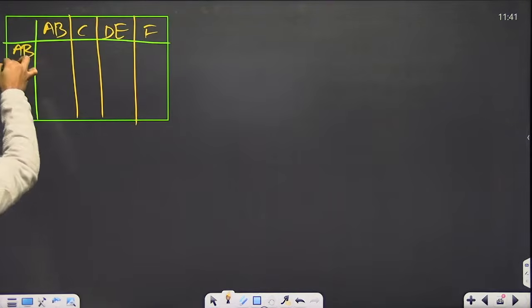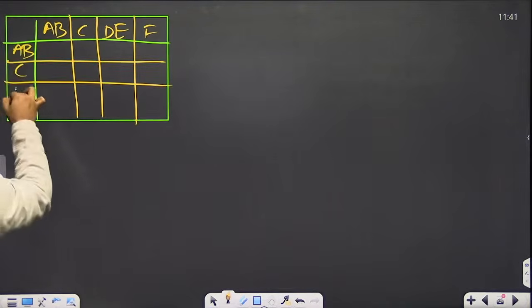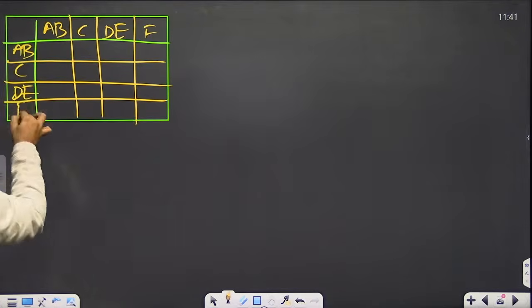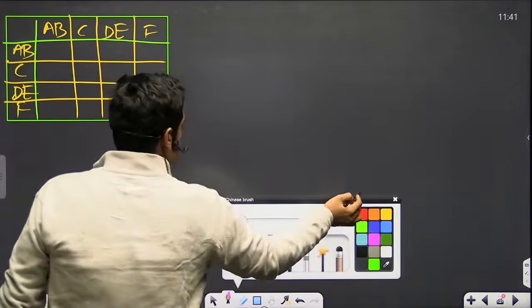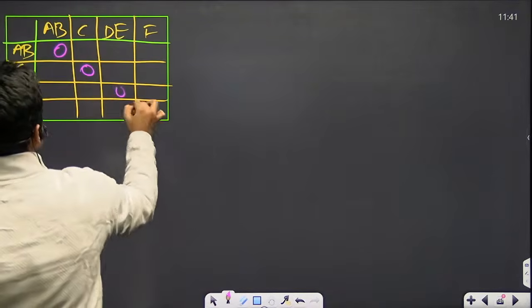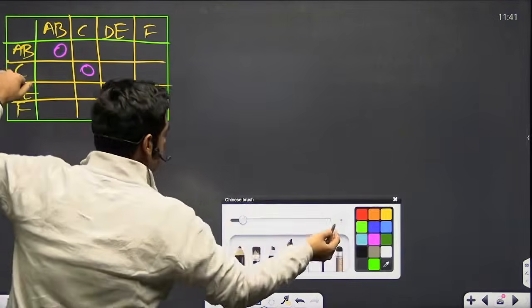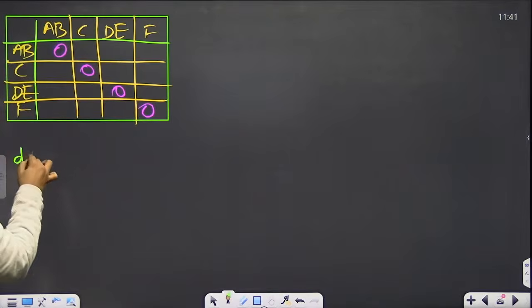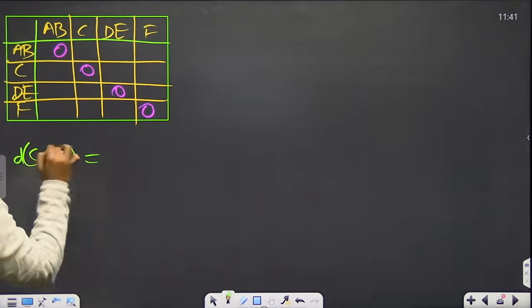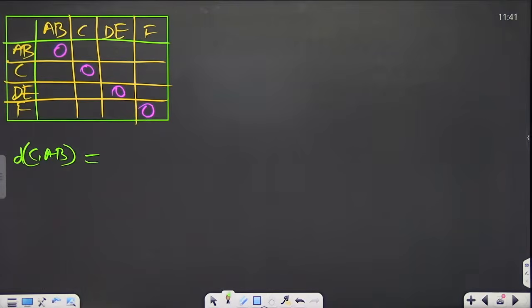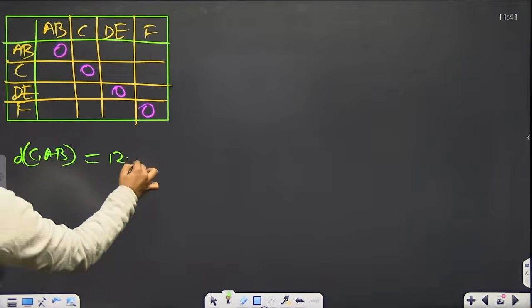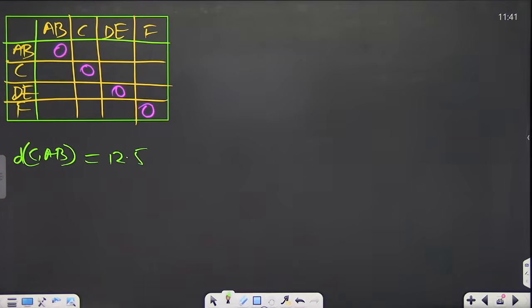Similarly, I'll write here AB, then C, then DE, and in the last I have F. The distances here are 0, 0, 0, 0. Now I need to calculate the distance of firstly C from AB. Similarly I can calculate it. What would be the distance of C from AB? This would be 12.5. You can just check it, I am writing it as it is.